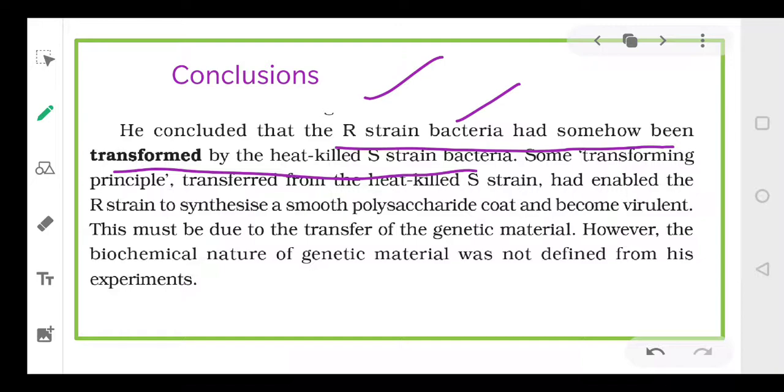And these transformed S strain, right? These transformed S strain became virulent, and that is why the mice was dead. Thus, this must be the genetic material.